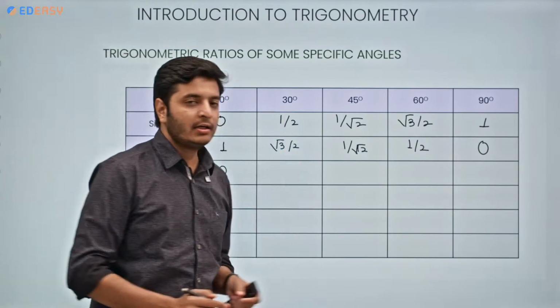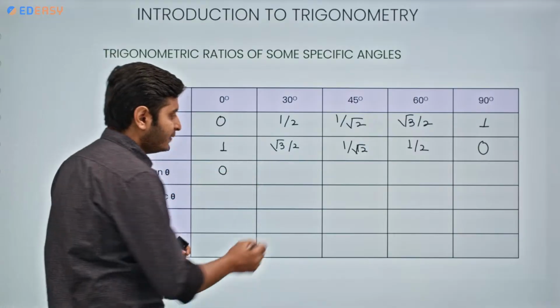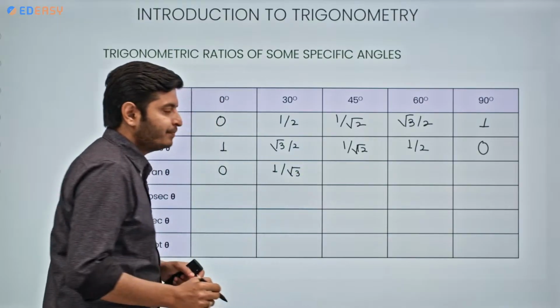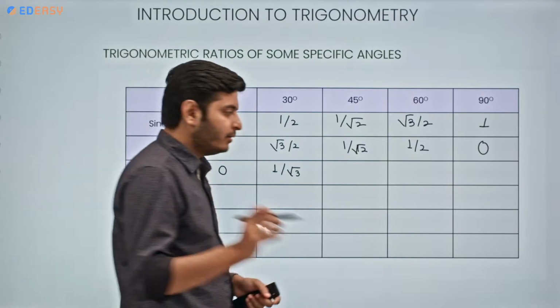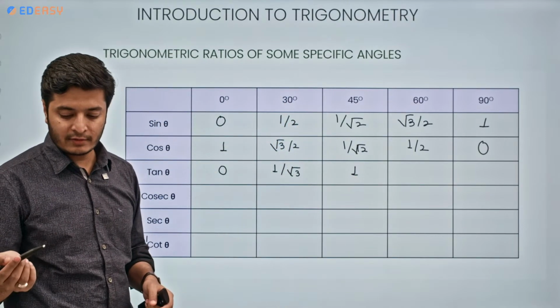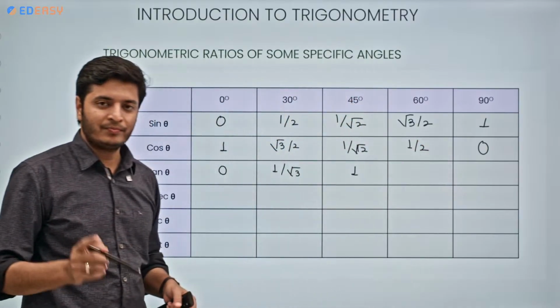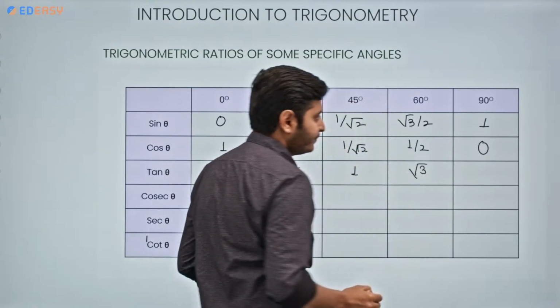1 by 2 divided by root 3 by 2. 2 and 2 are going to cancel each other. We are left with now 1 by root 3. 1 by root 2 divided by 1 by root 2 is 1. Same values when they are divided give us 1. Root 3 by 2 divided by 1 by 2. 2 and 2 cancel. We will be left with root 3.